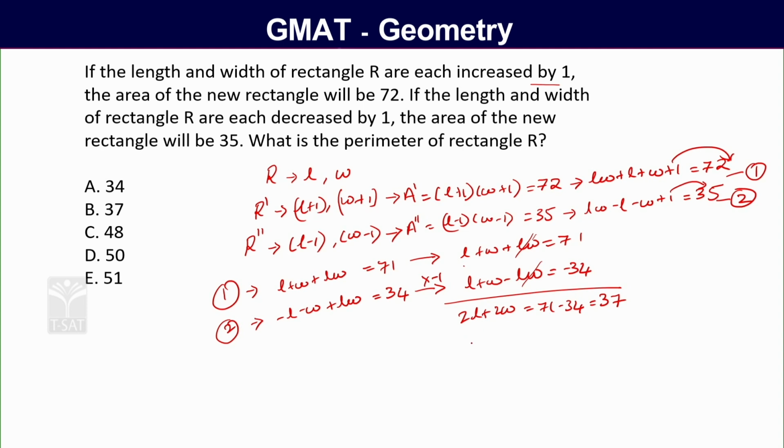And what is being asked? Perimeter of the rectangle R. Perimeter of rectangle R is nothing but 2 times its length plus 2 times its width, which is coming out to be 37 from solving these equations here. So the perimeter is 37, which is option B.